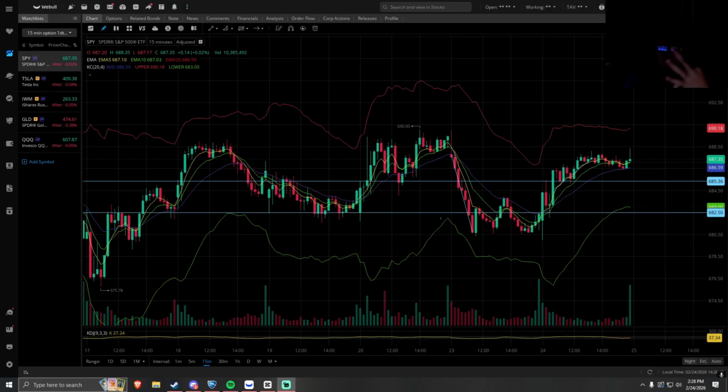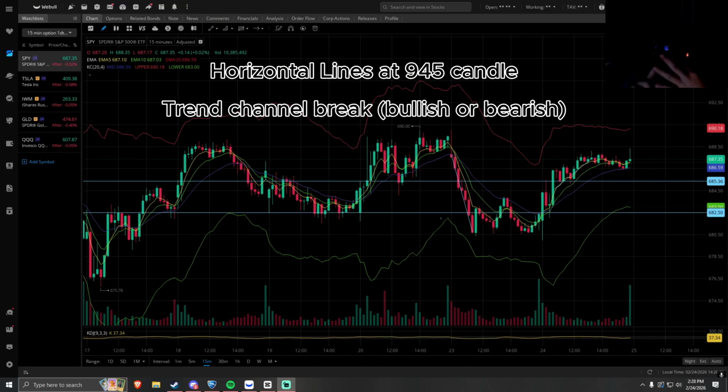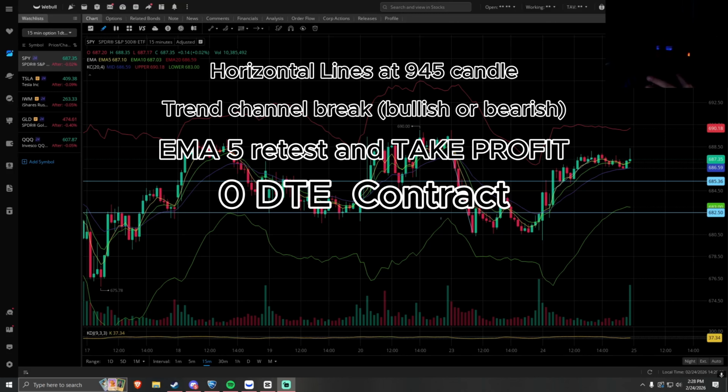3 simple steps. Horizontal lines at the 9:45 candle. It's a 15-minute chart, right? Whichever way you break out, you're waiting for an EMA 5 retest. You get in with a 0 DTE contract, right? I usually like about $1, so $100 per contract. And you're taking profits when you can. And if the trade goes 12% wrong, which it really never does, but if it does, then sell. And then find a new trade. Wait a day. Not every trade is going to be perfect with all the manipulation, but this is a reliable way to make money.